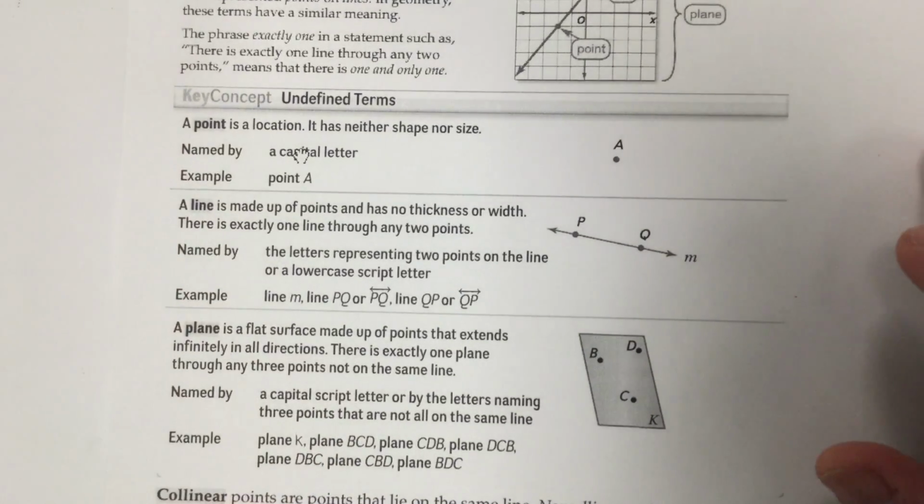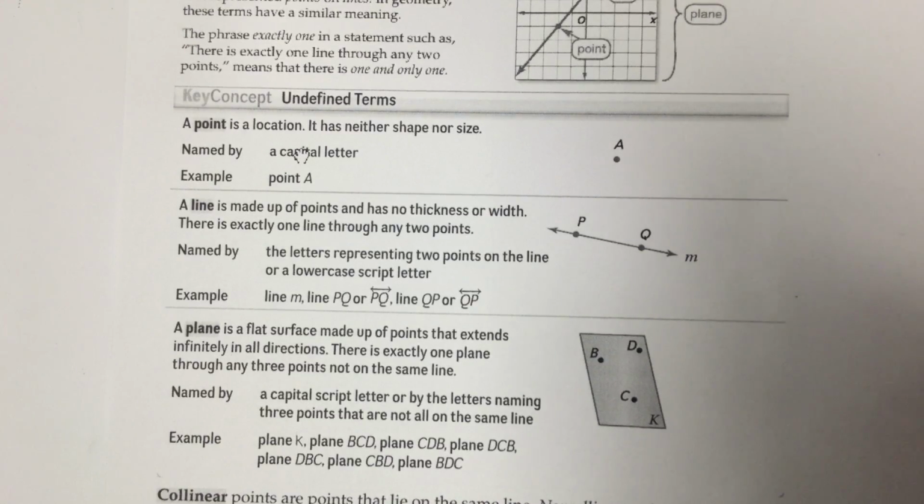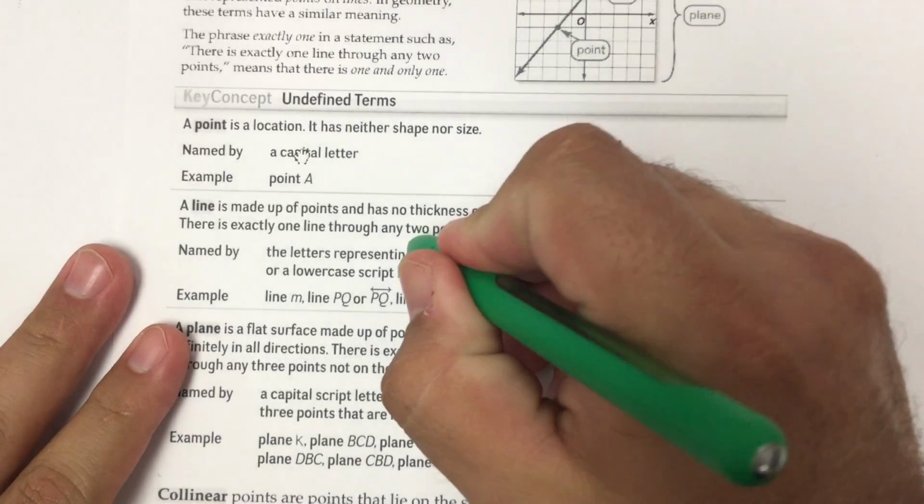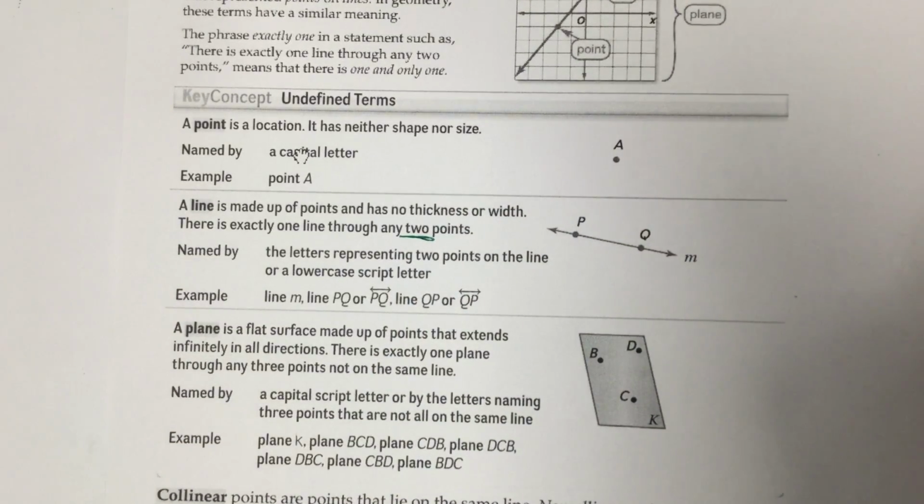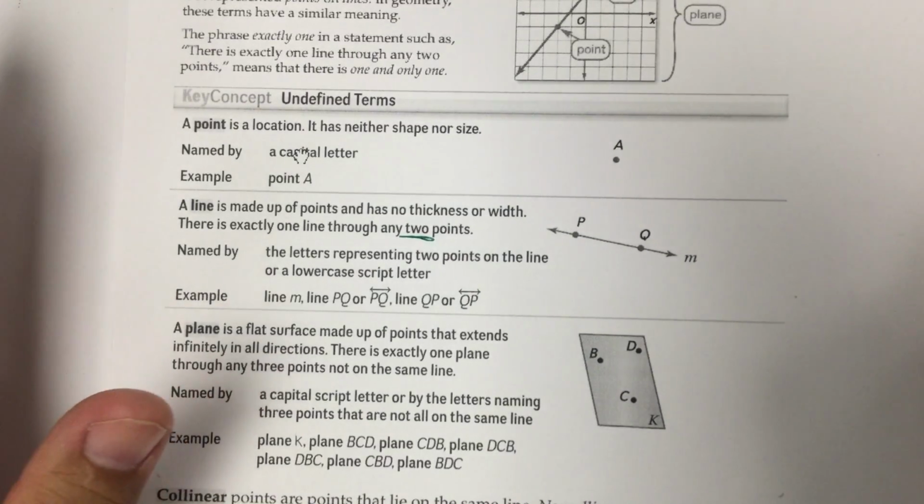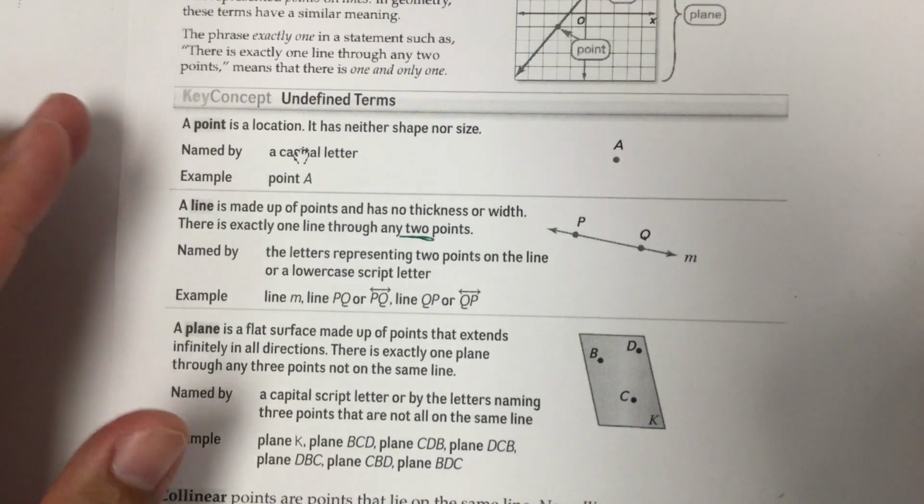And a line is made up of points. It doesn't have any thickness or width, okay? But exactly one line will go through any 2 points. That's the key piece right here. You have to have at least 2 points, and we're going to talk more about that later on. It's called a postulate. But when we have a line, we can name this several different ways, okay?